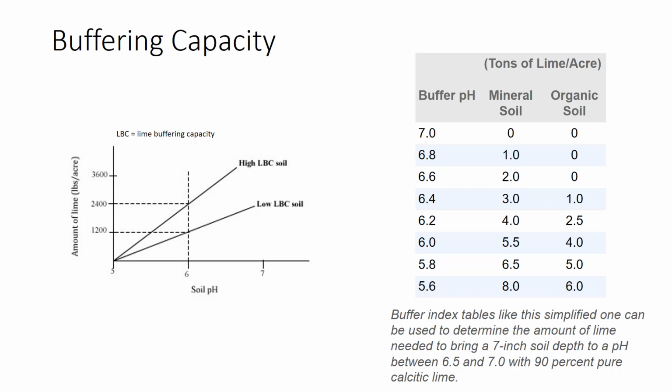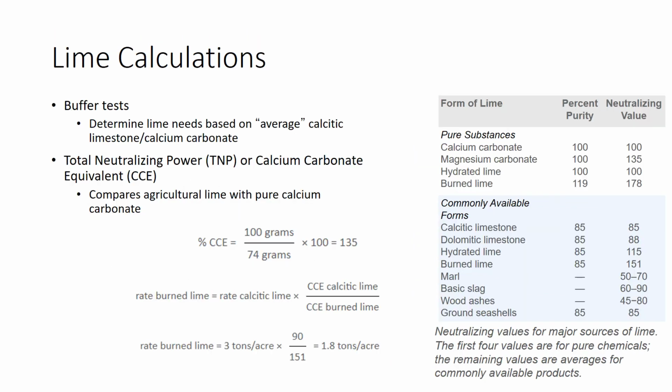Looking at a table of buffer indexes, the technician reads the amount of lime needed to raise soil pH to the correct value. In this example, the table suggests applying 4 tons of lime per acre of mineral soil to bring the pH to 6.5 to 7.0. The result from a buffer index table will be found on a soil test report. Buffer tests suggest lime needs on a soil based on an average calcitic limestone or on pure calcium carbonate.